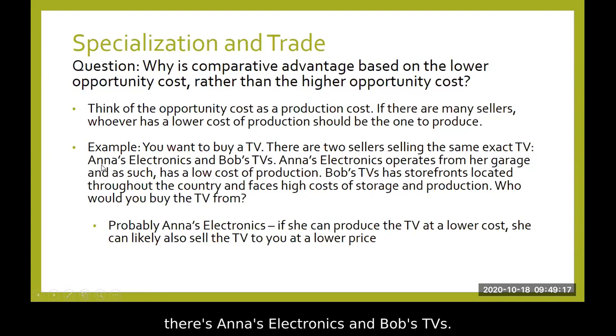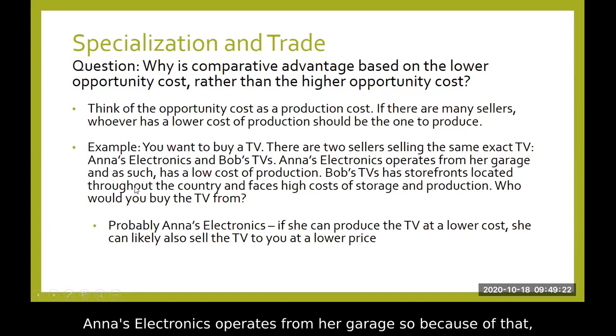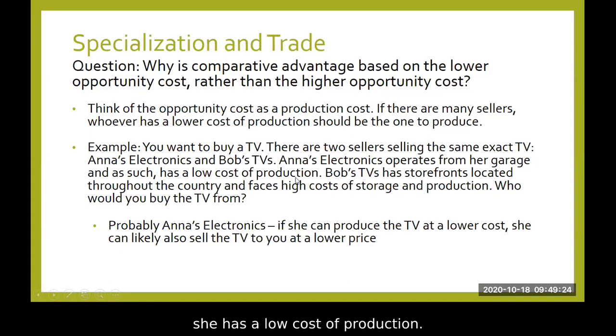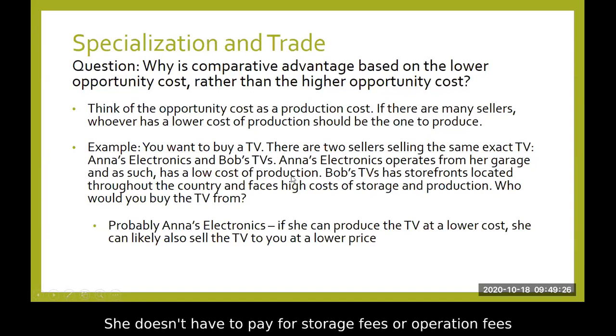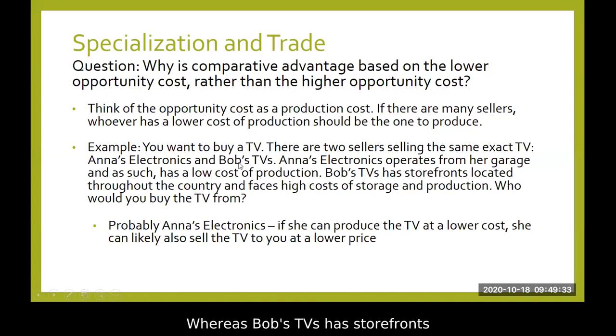There's Anna's Electronics and Bob's TVs. Anna's Electronics operates from her garage. So because of that, she has a low cost of production. She doesn't have to pay for storage fees or operation fees and things like that. Whereas Bob's TVs has storefronts located throughout the country. So because of this, there are high costs of storage and higher costs of production for Bob's TVs than for Anna's Electronics.